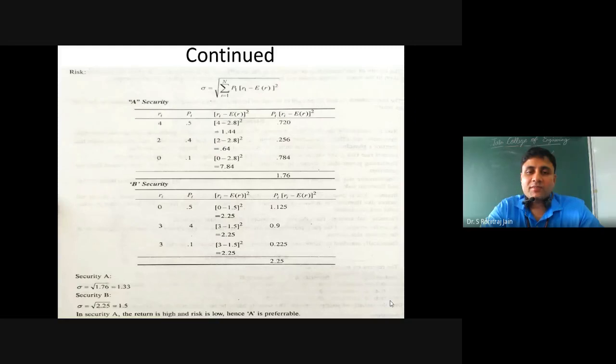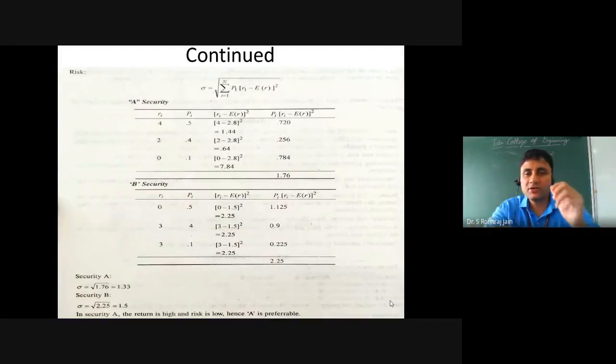Then the last column, the fourth column. I have to multiply the probability with the third column. That is 0.5 multiplied by 2.25, which is equal to 1.125. Right? 4 multiplied by how much? 2.25, which is equal to 0.9. Then similarly, 0.1 multiplied by 2.25, which is equal to 0.225. Right, students? So now if you add that, I get the value to be equal to how much? 2.25.